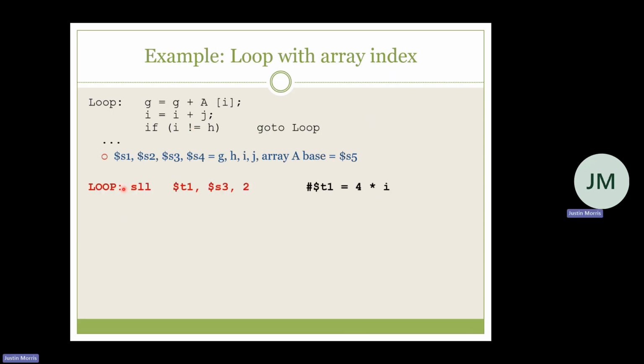So here is our loop. Like we talked about before, shift left logical, right? We're shifting left by 2, so it's going to multiply I by 4, and we're going to put that into T1. So what's the next thing that we're probably going to be doing?